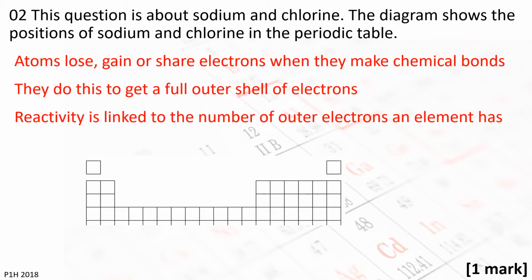Atoms lose, gain, or share outer electrons when they make chemical bonds. They do this to get a full outer shell of electrons. This is a stable electronic configuration, a stable electronic structure. Chemical reactions involve bonds breaking and bonds forming, so the way in which an element reacts is linked to its electron configuration.